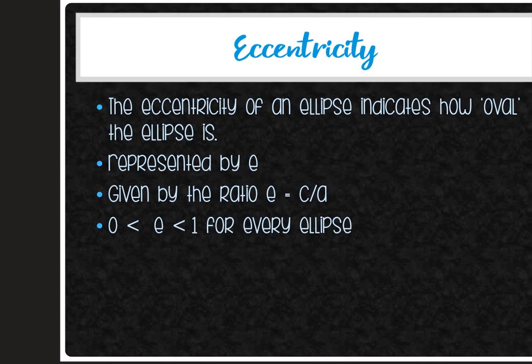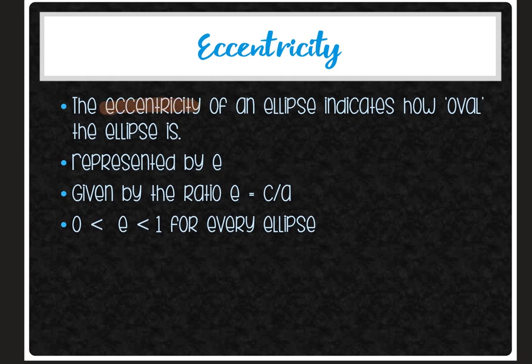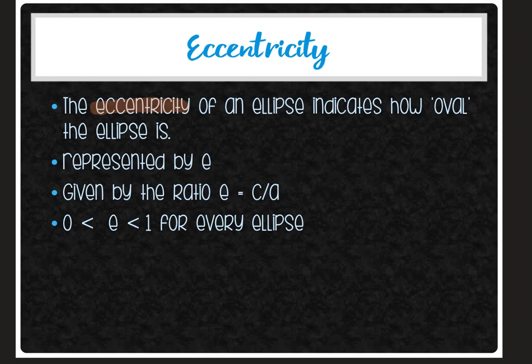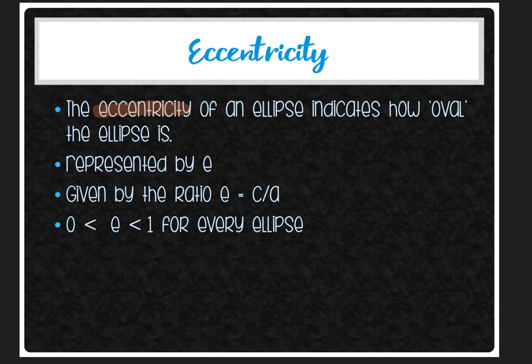All right, eccentricity. Eccentricity of an ellipse indicates how oval it is. So it's like how skinny your oval is or how rounded your oval is, okay? And the variable that it uses is E, like it will say E equals, and literally it's just C over A. That's it. You take C, you put it over A. If you can simplify it, simplify it. If not, that's it. That's your answer, okay?